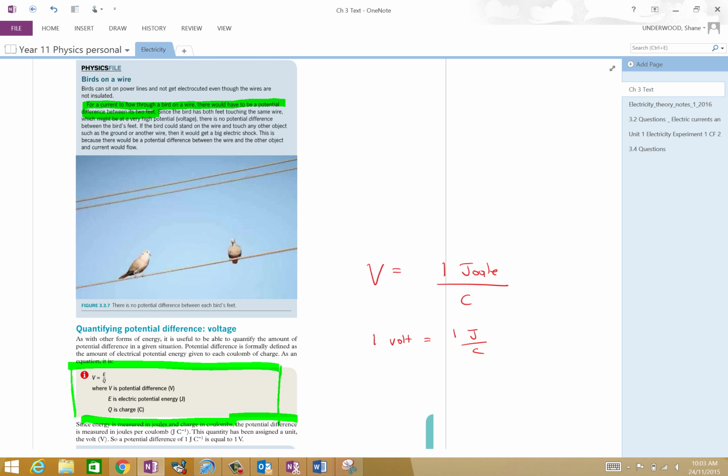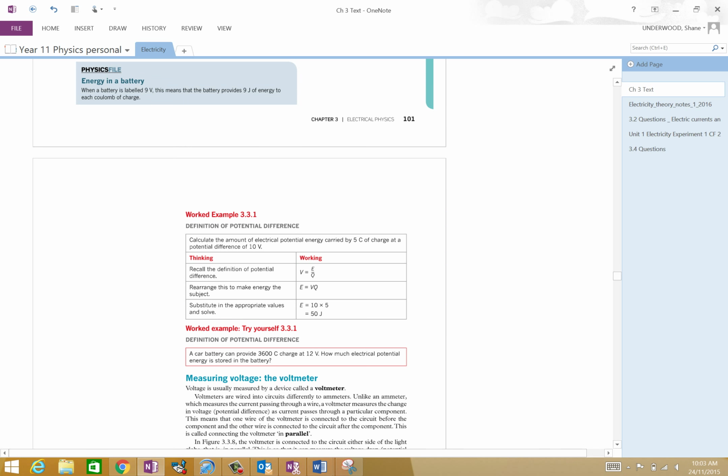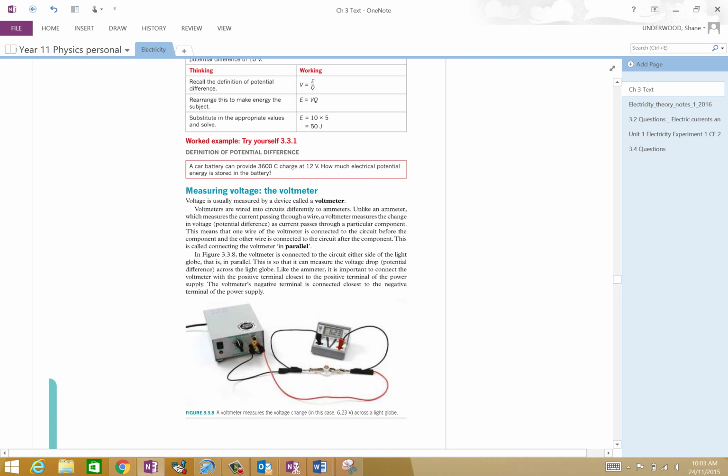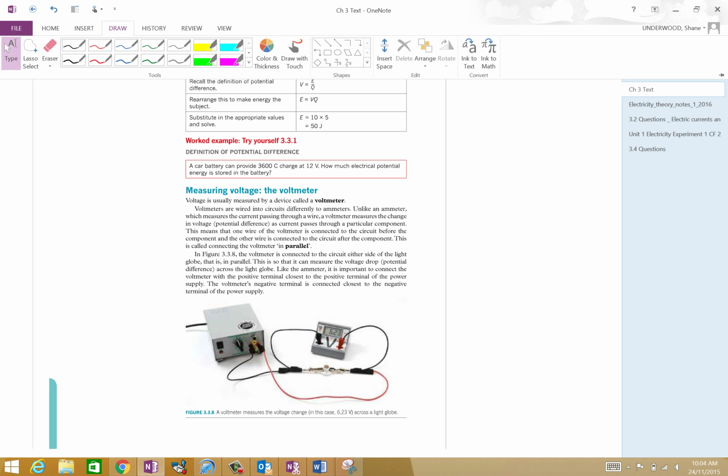Now, just quickly, we discussed in our prac that when we're measuring voltage using a voltmeter, or a multimeter, which measures both current and voltage, we have to connect it in series or parallel. Come on, you can shout it out. Series or parallel, measuring voltage.